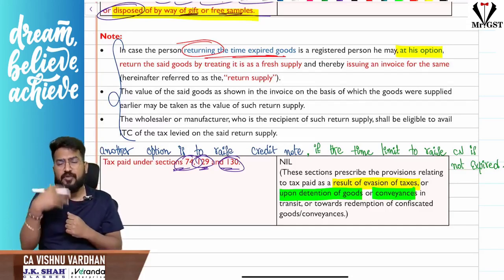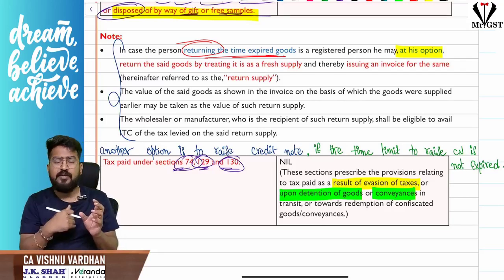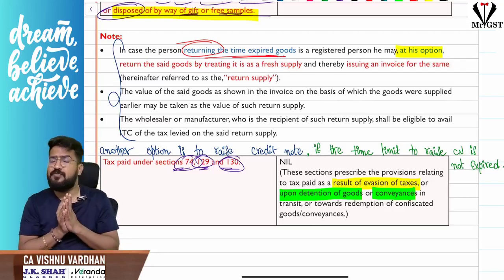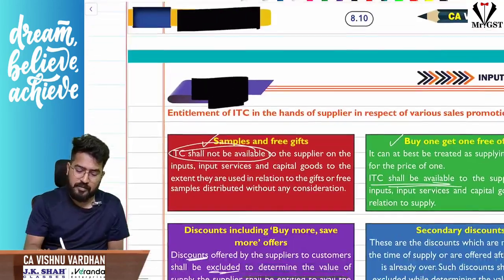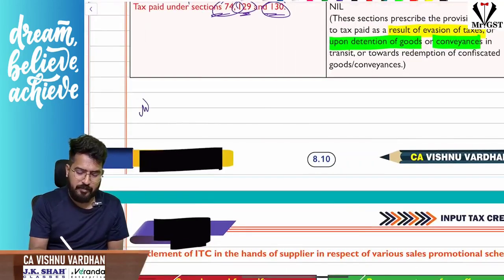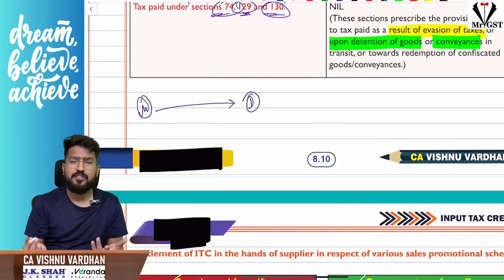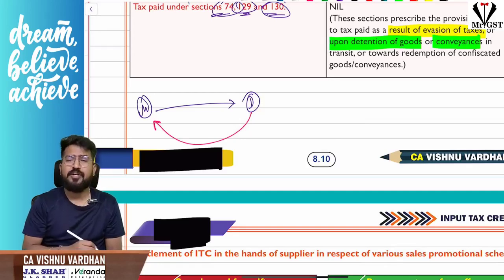In that case, when you are returning to them, if at all it is possible to raise a credit note, I will raise a credit note on you. That means the manufacturer of the medicines will raise a credit note to the distributor. Simple. Sorry, I am a manufacturer and you are my distributor. I have sent medicines to you, they have expired, time expired. Now you are returning to me. So when you are returning, what will I do?